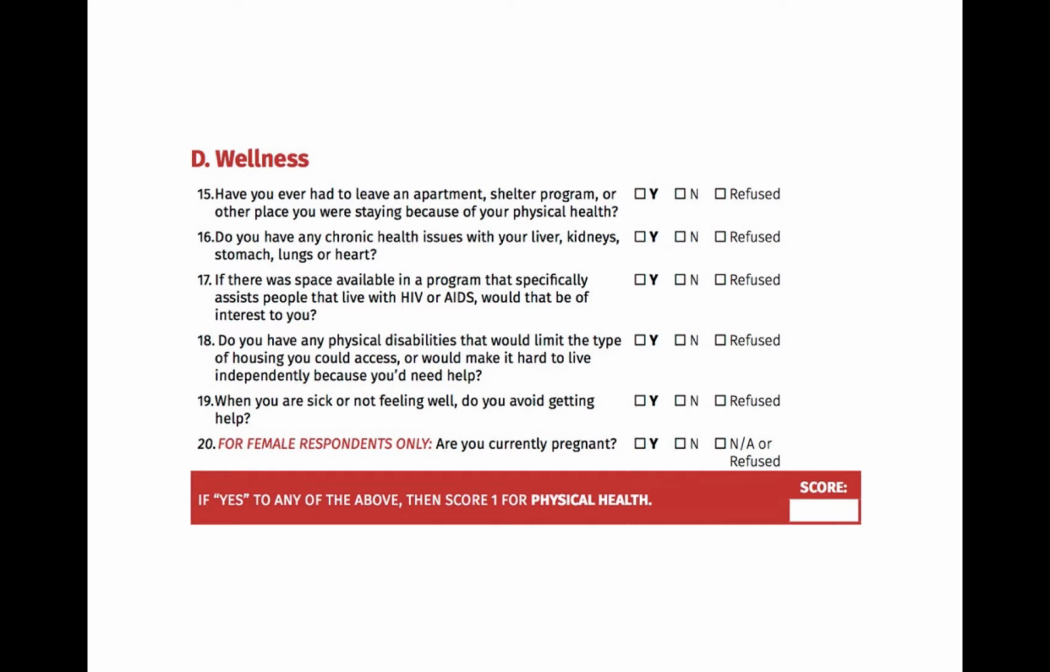When you are sick or not feeling well, do you avoid getting medical help? Yes or no? For female respondents only, so you want to be careful with this. You never want to judge anybody by the gender you believe them to be. So hopefully when you're getting their client profile information, you find out if they identify as female. You want to ask if they're currently pregnant. And then these are all for physical health.